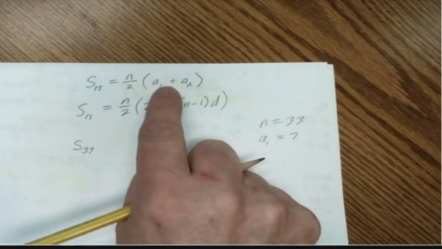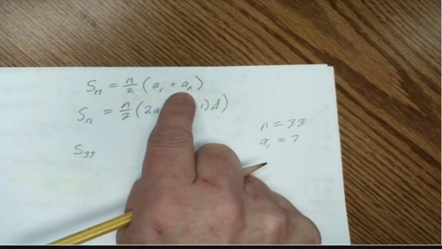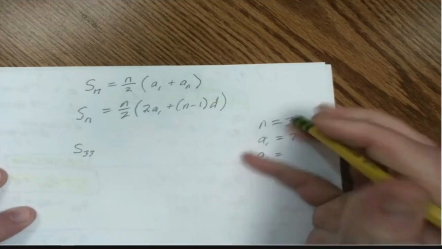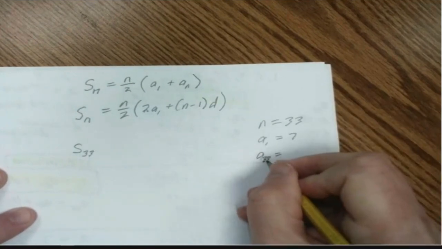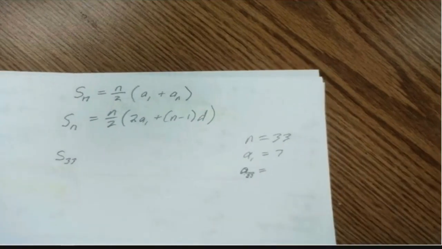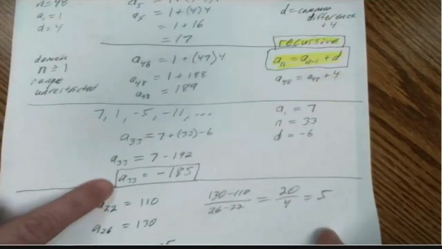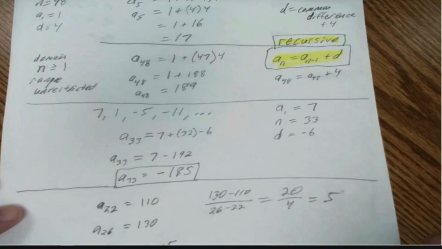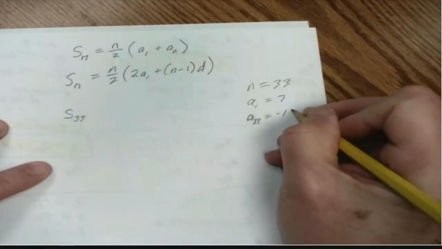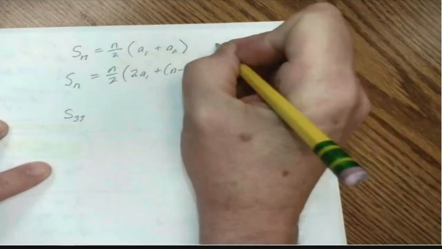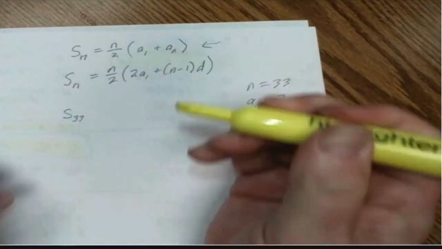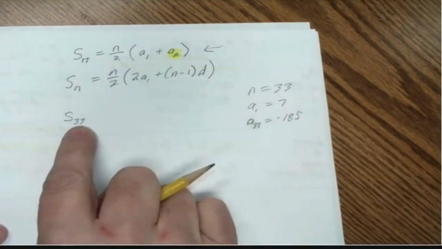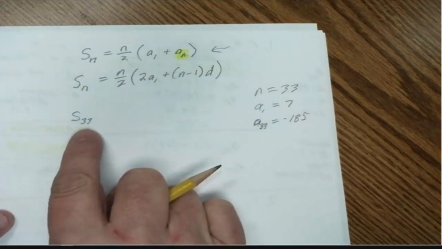Now here's the difference in these 2 formulas. This one says A1 plus AN. N's 33. Do we know, oh, I'm sorry, in this case, A33. Do we know what A33 is? In this case, yes, we do, because we've already calculated A33. A33 is -185. So we can use this first formula right here, because we know that. As long as we know AN, we want the 33rd term, add up all the way to the 33rd. Do we know the 33rd term?